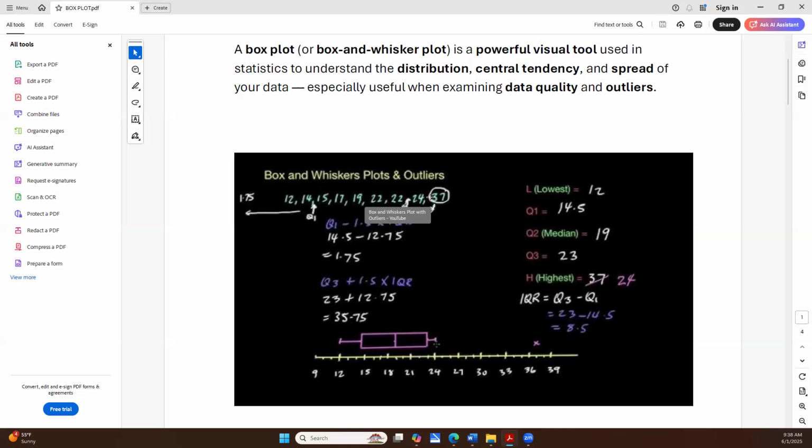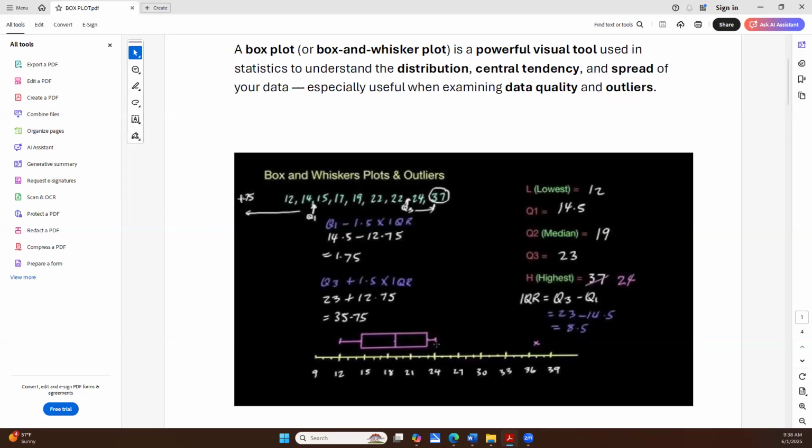And in the same case, for the new lower bound, it's 1.75, right? But we don't have 1.75 in our original data. We do not have the new lower bound; the nearest value is only 12. So that's why the whisker starts from 12. If you did have data at 1.75, then the whisker would lead up to 1.75.